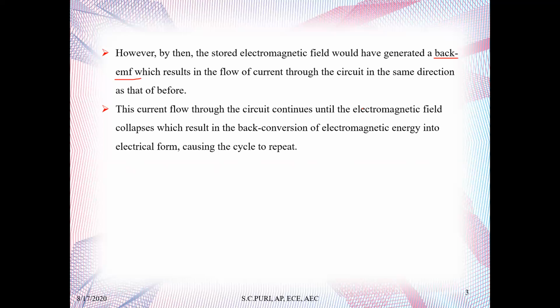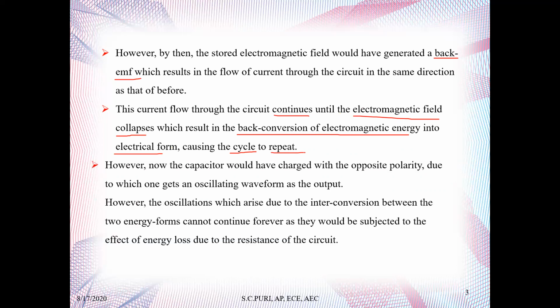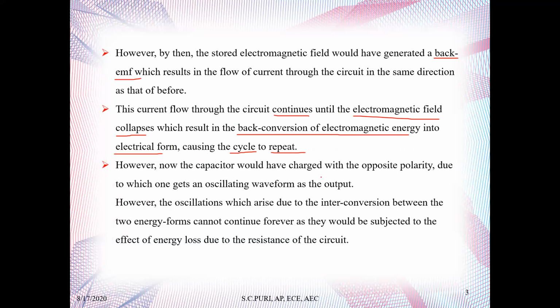This current flow continues until the electromagnetic field collapses, which results in the back conversion of electromagnetic energy into the electrical form, causing the cycle to repeat. However, now the capacitor would be charged with the opposite polarity, due to which one gets an oscillating waveform as the output. However, the oscillations which arise due to the interconversion between the two energy forms cannot continue forever, as they would be subjected to energy loss due to the resistance of the circuit. As a result, the amplitude of these oscillations decreases steadily to become zero, which makes them damped in nature.